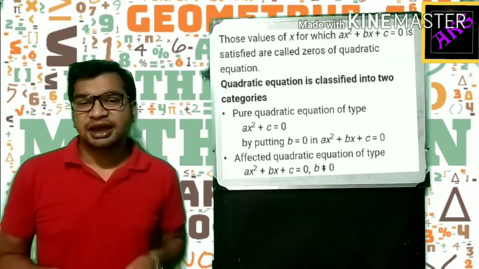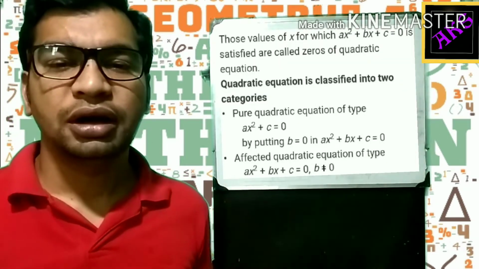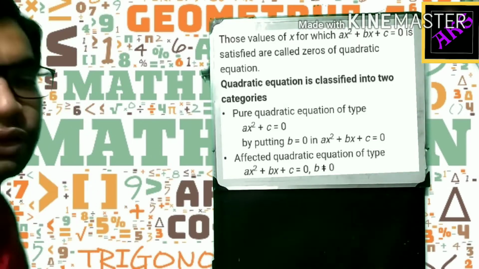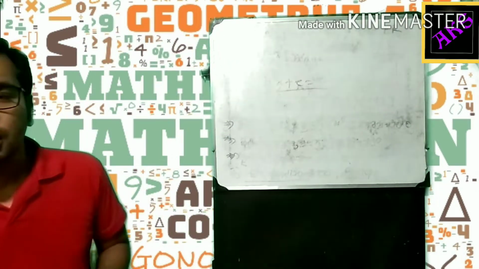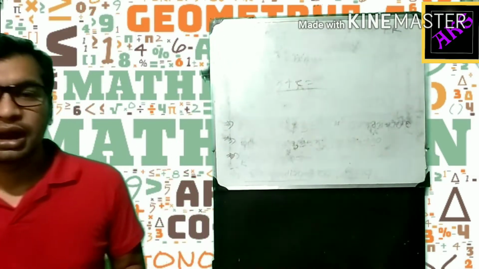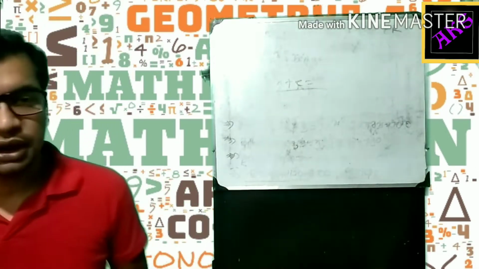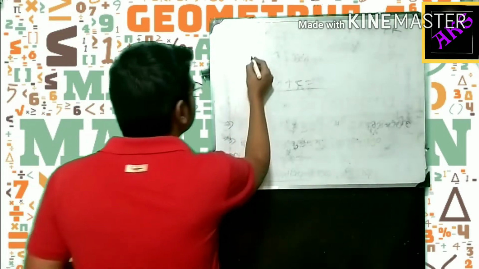Our next topic is the roots. The values of x that satisfy an equation are called the zeros or roots or the solutions of the given equation. Okay? Now, a quadratic equation can have at most 2 roots. Okay, at most 2 roots. Let us take an example.